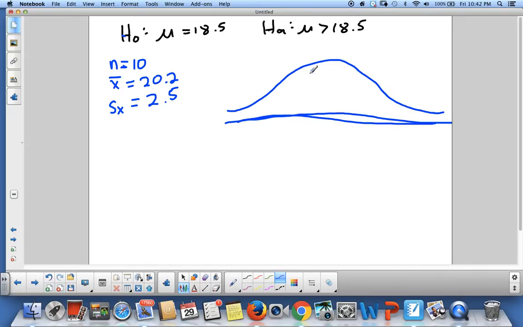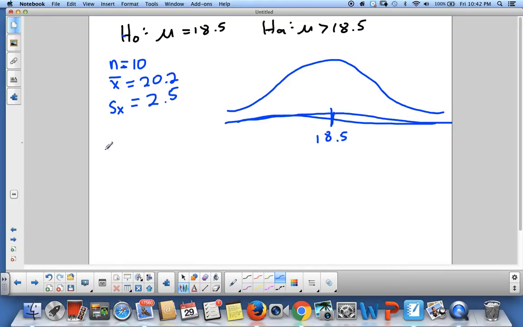The reason it's a t distribution and not a normal distribution is because the standard deviation is unknown for the population, so we're estimating it based on our sample. So this is a t distribution, but it looks similar to a normal curve. We're going to assume that the mean is 18.5, and we have to figure out where 20.2 fits on this. Is it right here? We know it's bigger than that. Is it way out here?